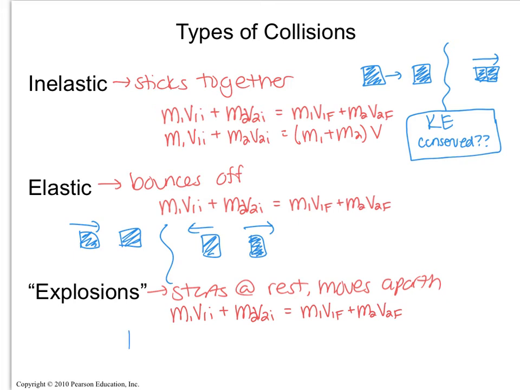Now finally, we have explosions. And explosions are when two things start at rest and then they move apart from each other, just like an explosion that we would think about in real life. Now in this situation, since both velocities are initially 0, that means this whole piece in front cancels out, which means my equation looks a little bit something like this. And this is the problem we're going to do next, so we can start looking at how the math works here.